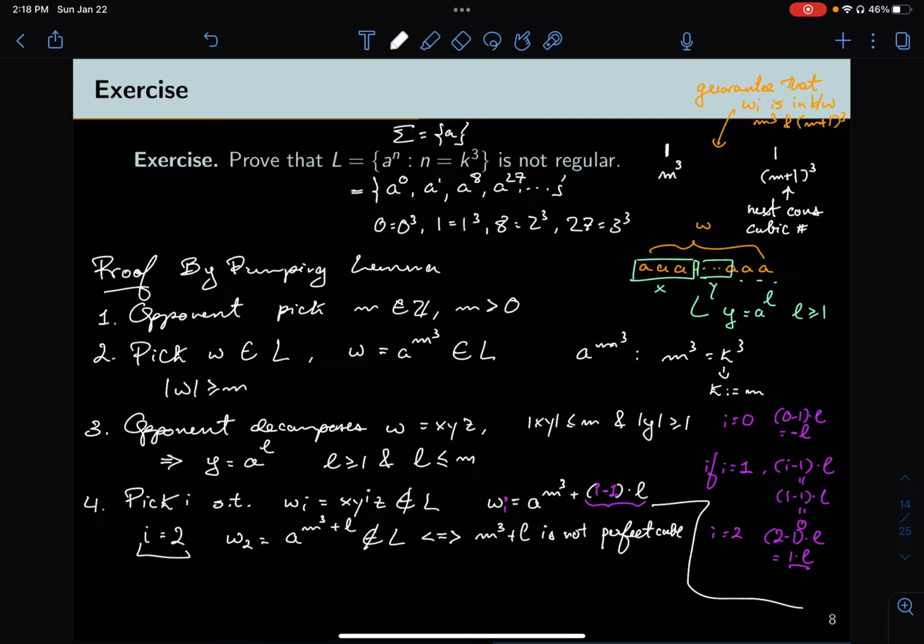Okay, excellent. So what does that mean? That means that if I take m cubed, I know that m cubed plus L is strictly greater than m cubed.